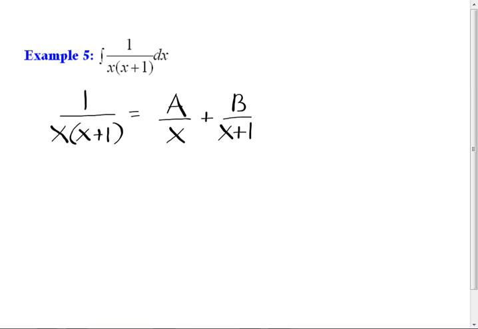Why is this important? This is on the exam. Okay, do you believe that if I took these fractions and got common denominators, I would get something that looked like that? But I don't want to be dealing with common denominators, so let's multiply by the least common denominator, which would be x times x plus 1. It's called decomposition of fractions.